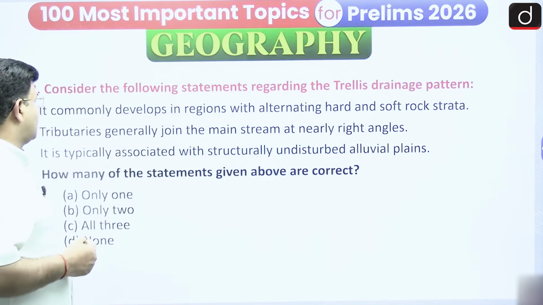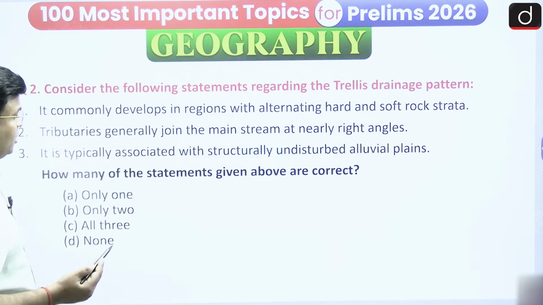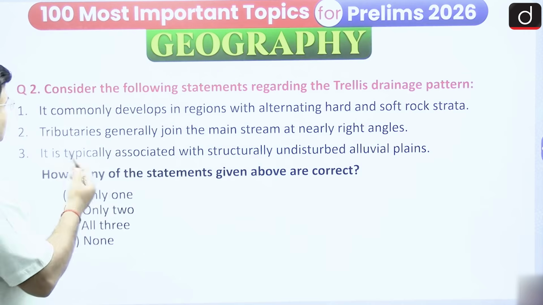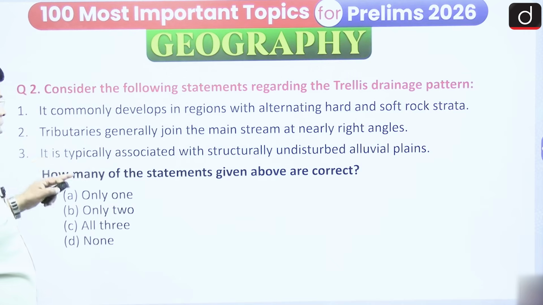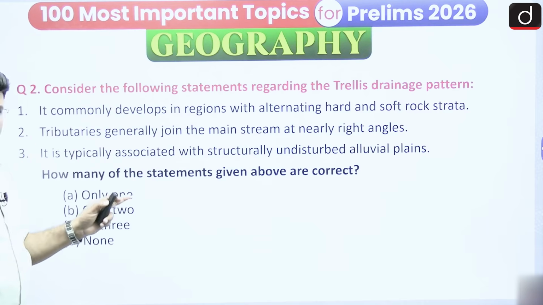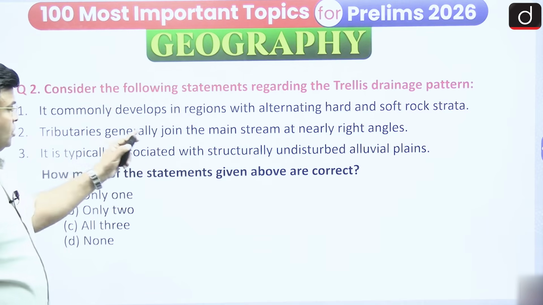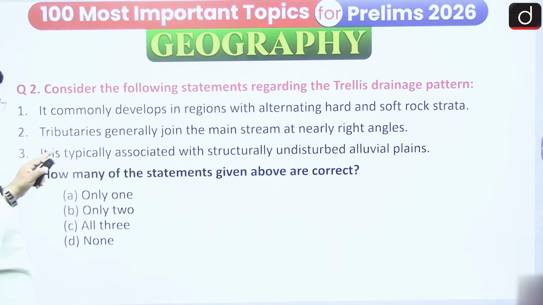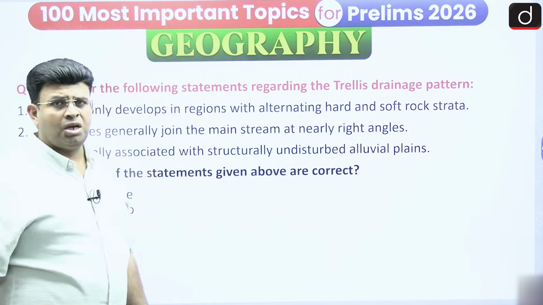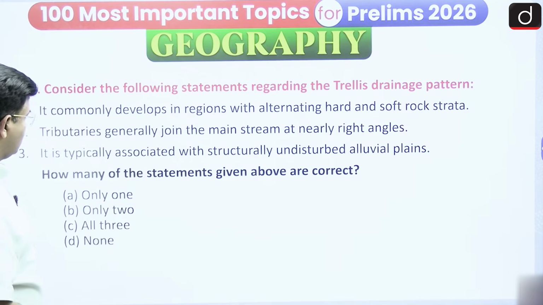Now the question: consider the following statements regarding the trellis drainage pattern. First, it commonly develops in regions with alternating hard and soft rocks; you have to see whether it is right or wrong. Second, tributaries generally join the main stream at nearly right angles. And third, it is typically associated with a structurally undisturbed alluvial plain. So we have to examine these statements.